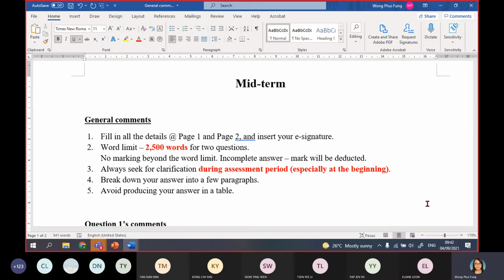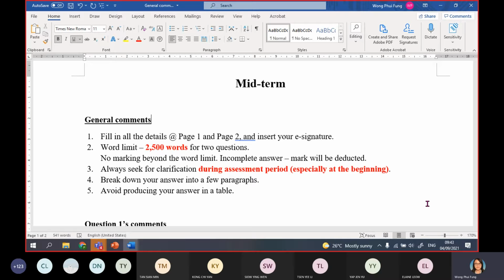Sometimes I seriously don't know what happened to you. Just like Pauline said, I want to die already if I see this kind of thing. So please, when you get the answer script, fill in all the details. For your final assessment, I think you no need to fill in ID. You need to fill in your what? That is called what? Index number. Okay, your name, index number, page 2, please fill in.